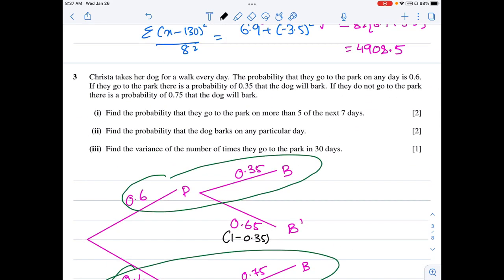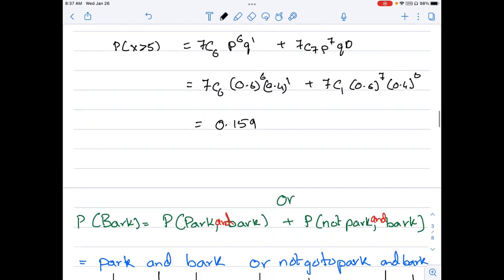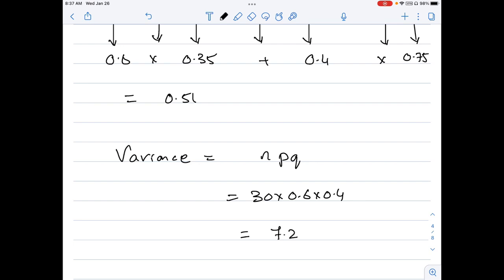Find the variance of the number of times they go to the park in 30 days. So variance is npq. n is 30, p is 0.6 and q is 0.4. So it should be something around 7.2.